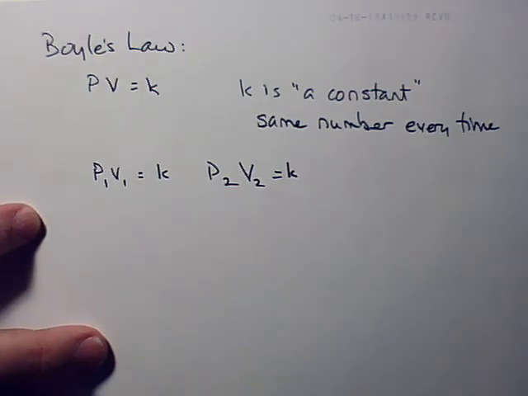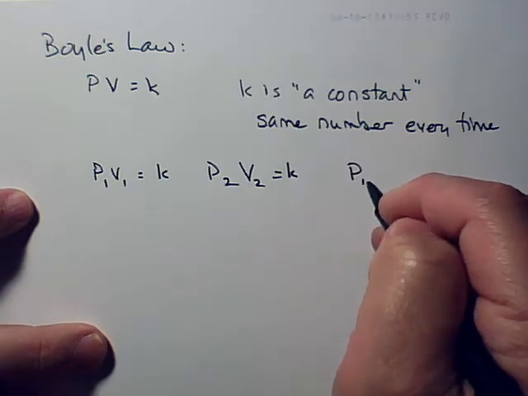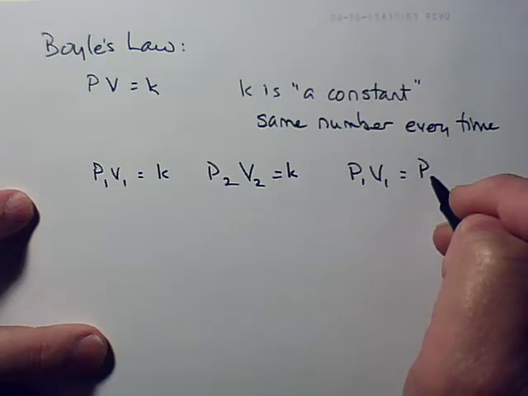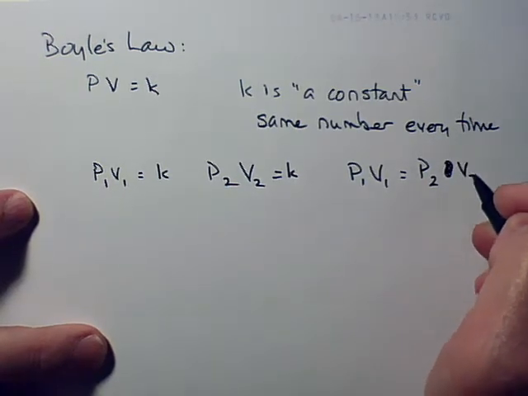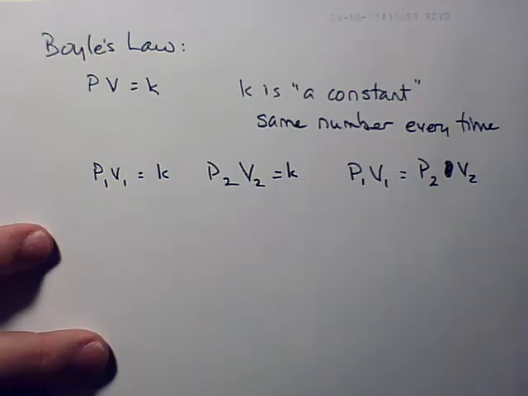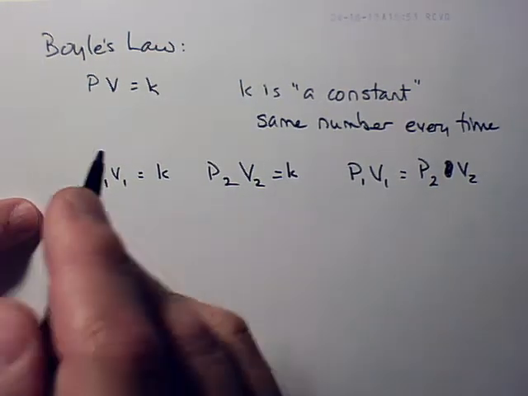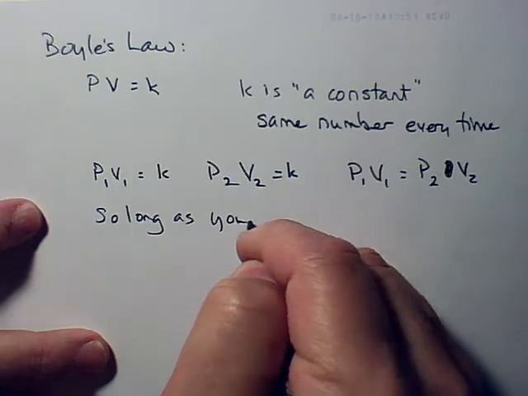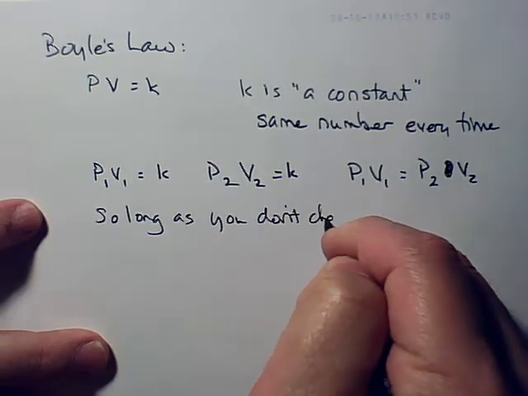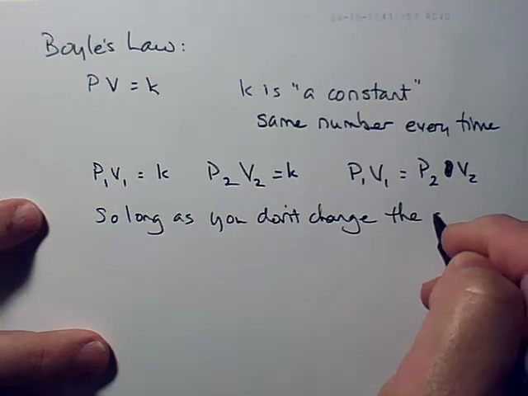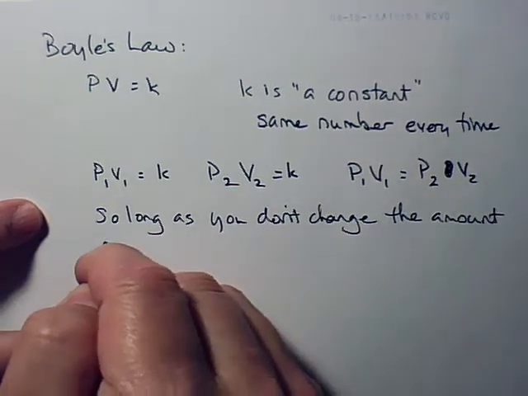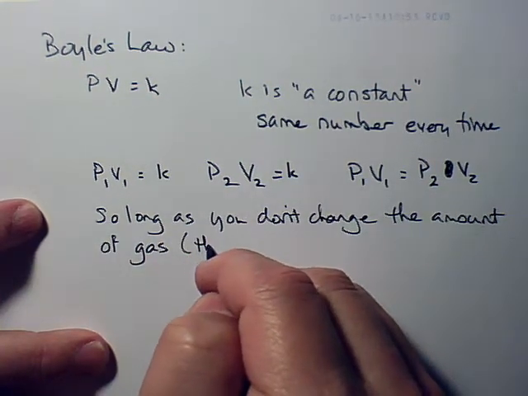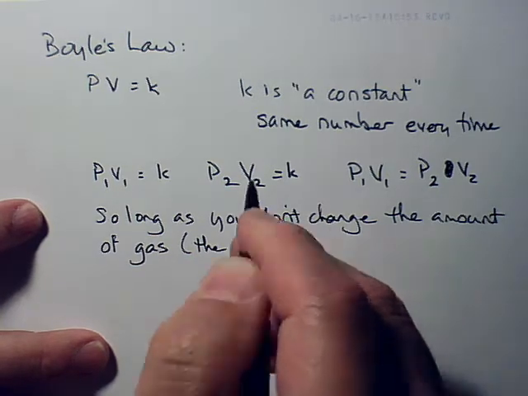And I hope it's not too much of a stretch that you should be able to see then that pressure 1 times volume 1, because it also equals K, and so does this one. Pressure 1 volume 1 equals pressure 2 volume 2. Does that make sense to everybody? Each time you change it, as long as you don't change the amount of gas, which means the number of molecules.